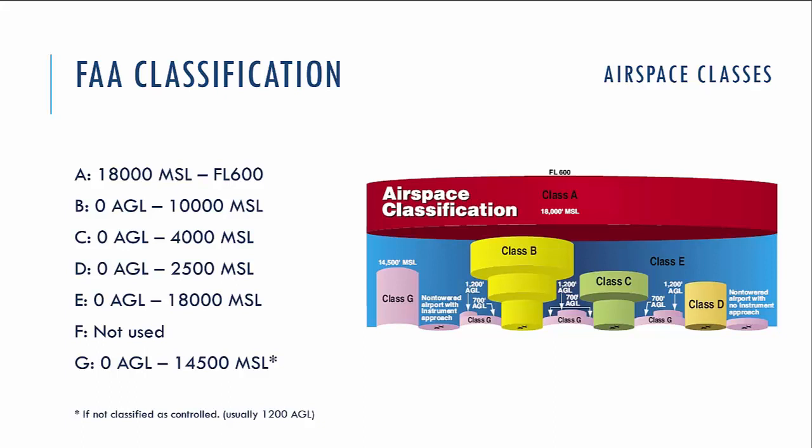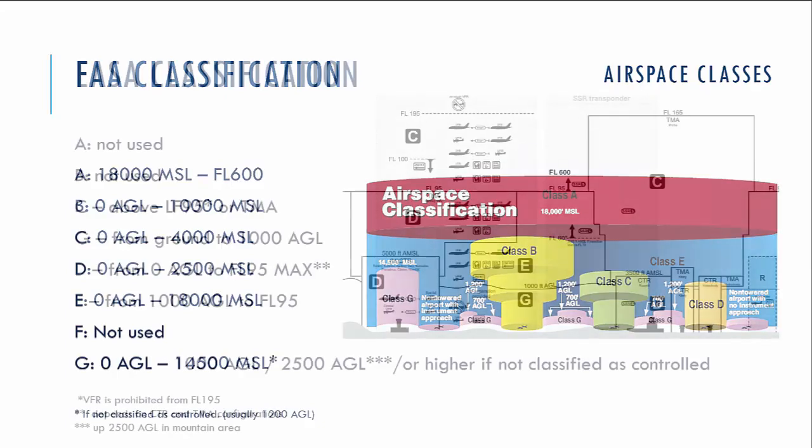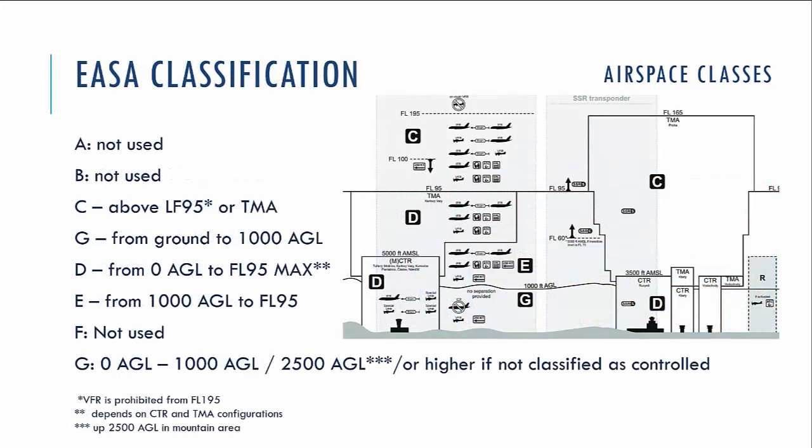And as we talked above, class F, the advisory airspace, is not used in USA. And class G is just uncontrolled airspace, where it's available. Usually the upper boundary of class G is only 1,200 feet AGL. The airspace classes by EASA classification is a little bit simpler, because EASA is trying to simplify rules and use less classes of the airspace.